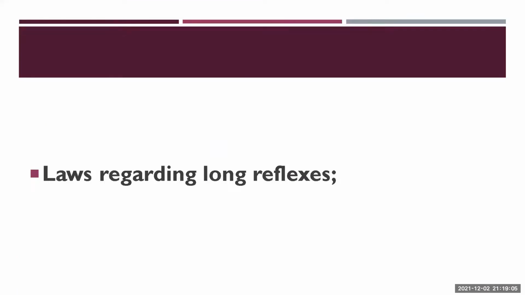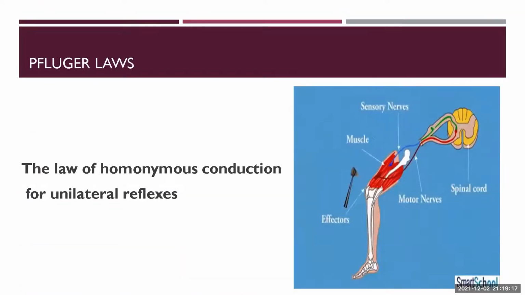So now we'll be seeing the laws regarding the long reflexes. Okay, these are also known as Fugger laws, and the first law states the law of homonymous conduction for unilateral reflexes. So this law explains that if we are giving a stimulus to a part of the body or one side of the body, the response will be produced on the same side of the body. Okay, that is what the first law says. So if you give a stimulus to one side of the body, the response will be produced on the same limb or same side of the body.